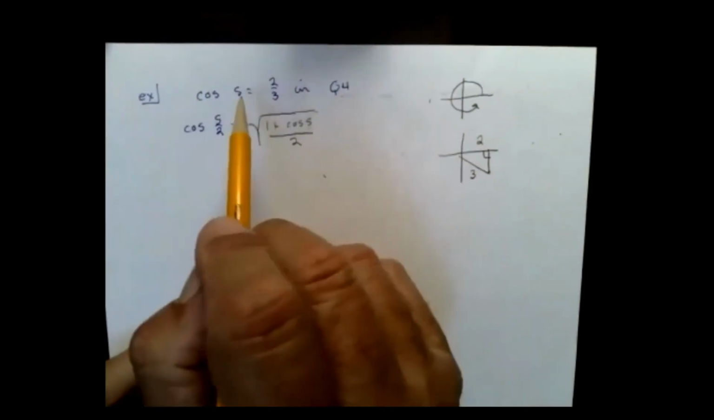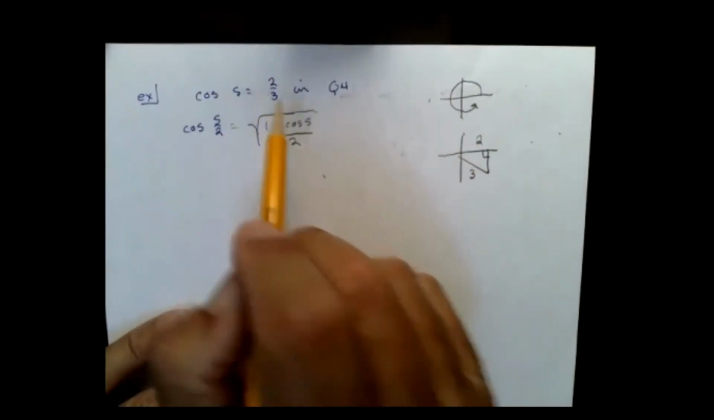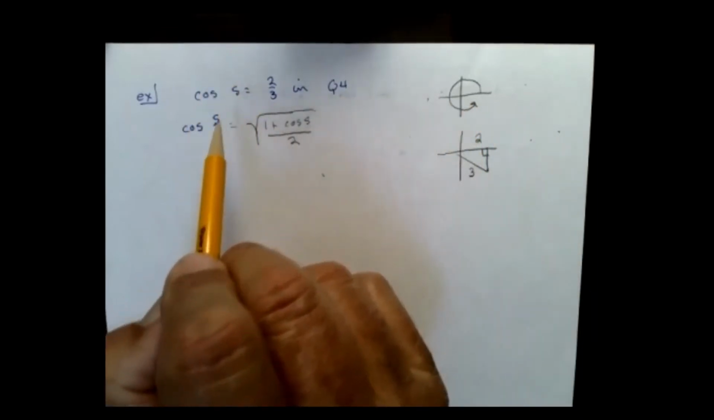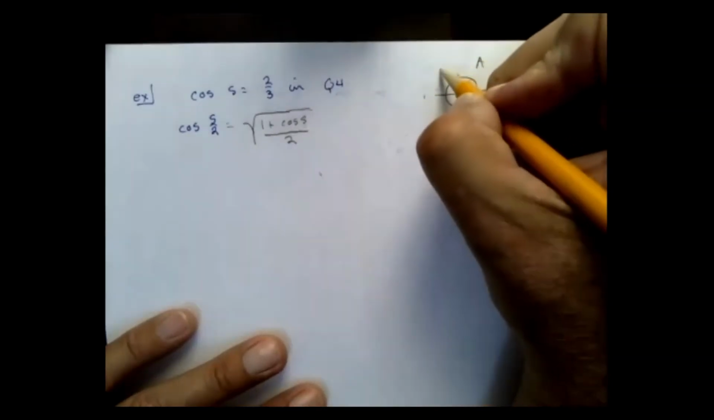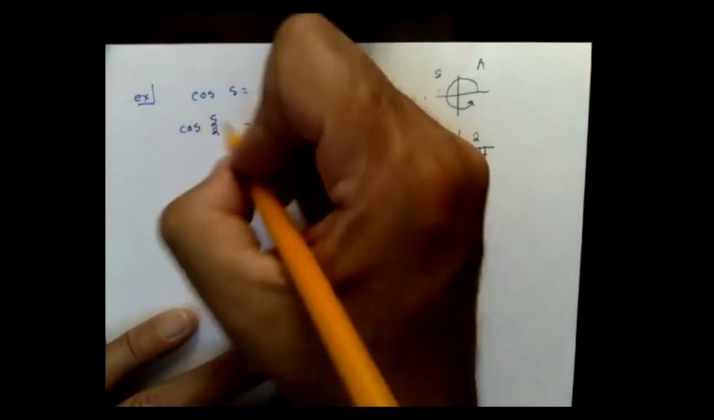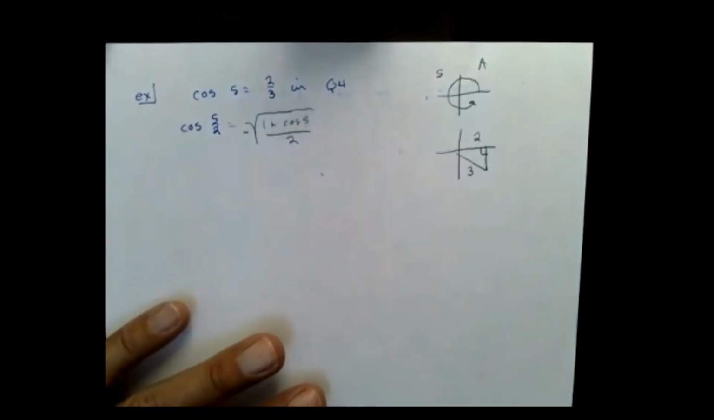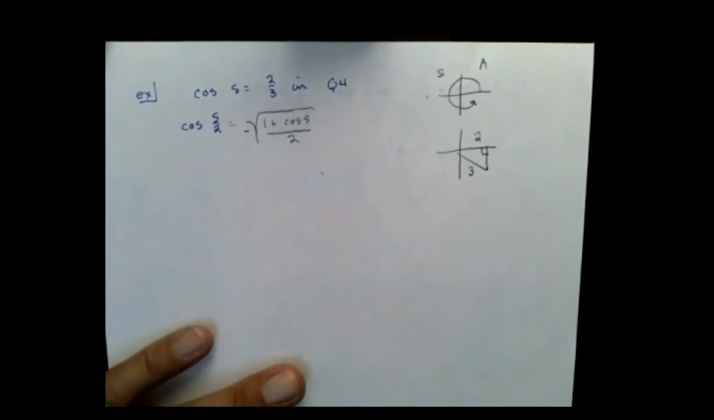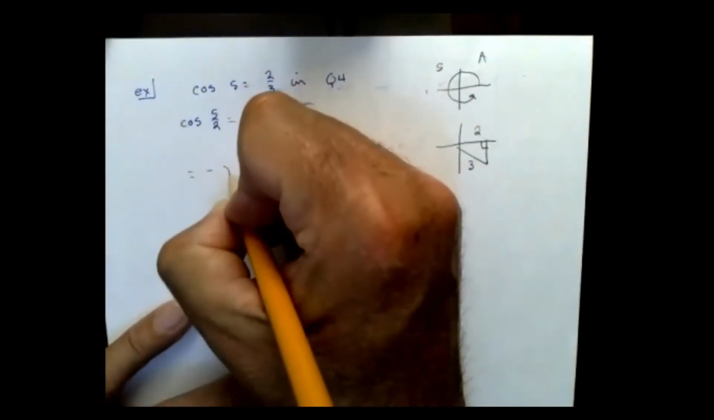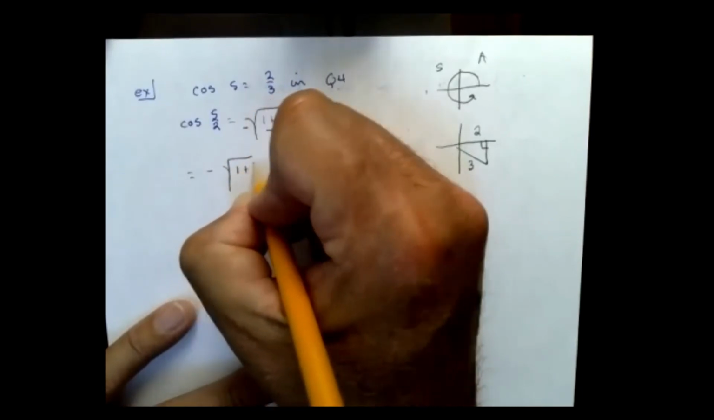All right. So picking up where we left off, this is the cosine of S equals 2/3. If it's in quadrant 4, if I take this angle measure S and cut it in half, I know it has to be in quadrant 2. All Students Take Calculus, cosine here has to be a negative answer. All right, it then becomes the square root of 1 plus the cosine of S, which I know is 2/3. So now we're into some heavy algebra. Negative square root of 1 plus 2/3 over 2.